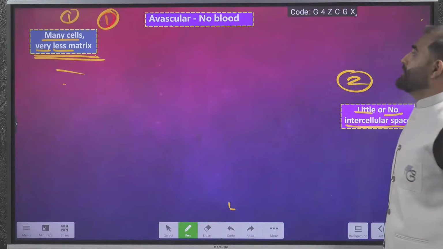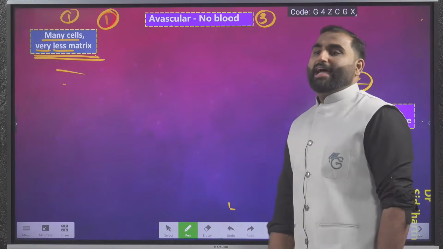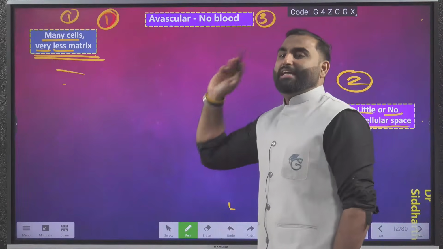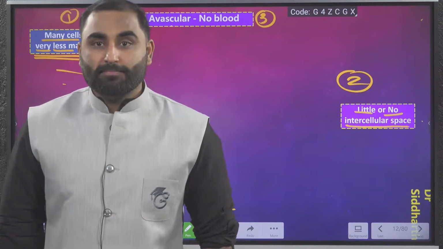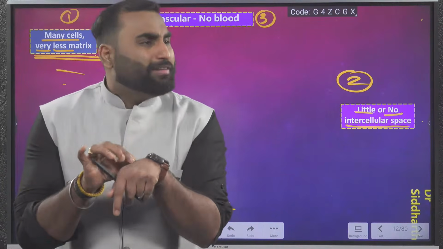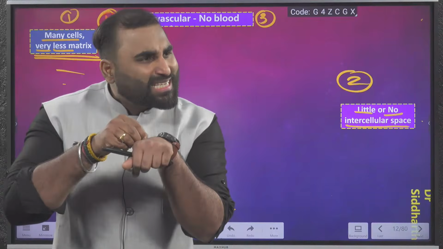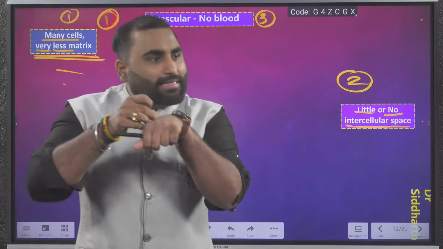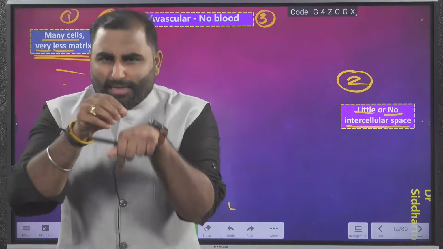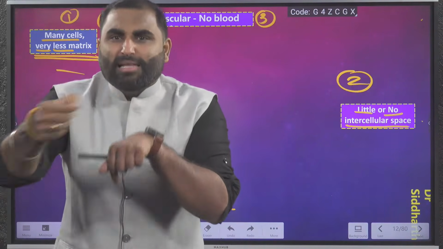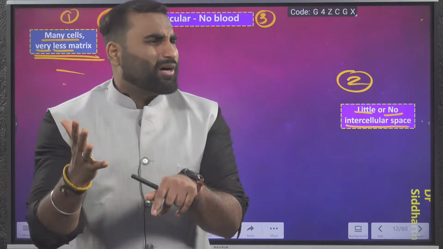Next characteristic: they are avascular. Third characteristic, avascular. They don't have any blood supply. Now a lot of doubt is going to come. Sometimes we get injured, and a little bit of the skin peels out. Blood is not coming out. The skin peels and it becomes red. It burns a little, but blood is not coming out.